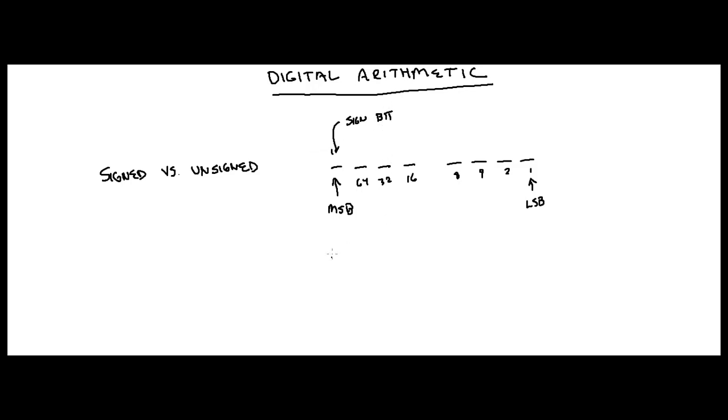So basically, if your sign bit is a 0, this means you have a positive number, and if it's a 1, that means you have a negative number. Alright? So obviously we're going to discuss this more in the future, but I want to make sure you have a basis for understanding the difference between signed versus unsigned numbers.